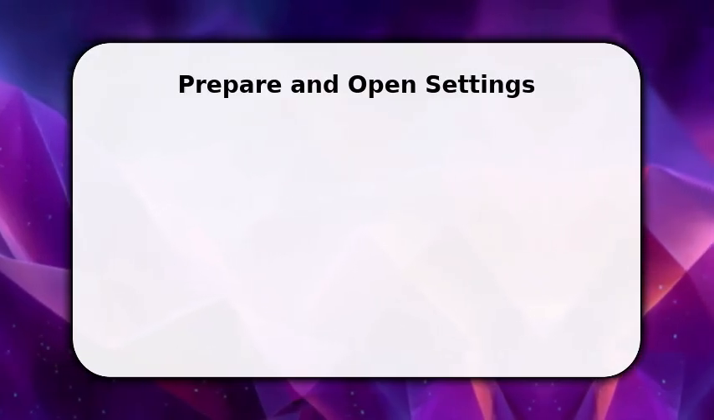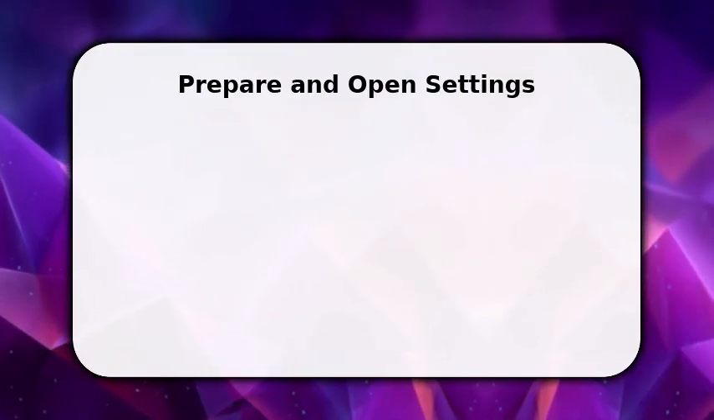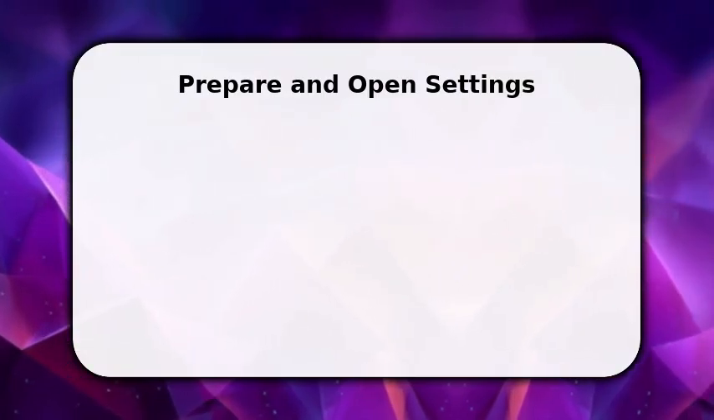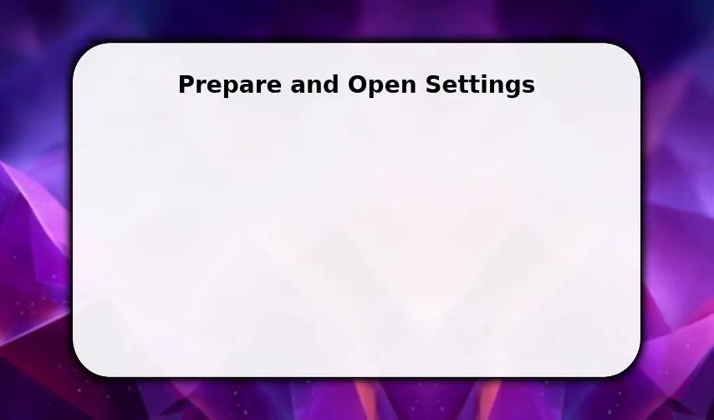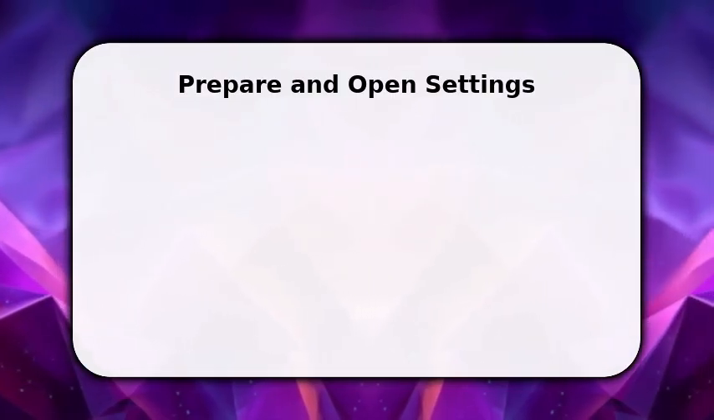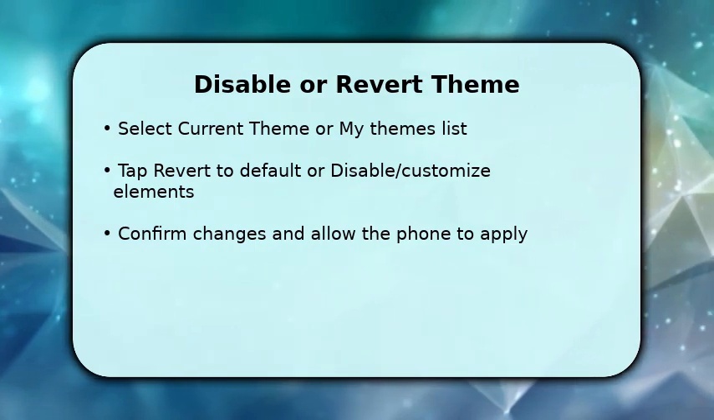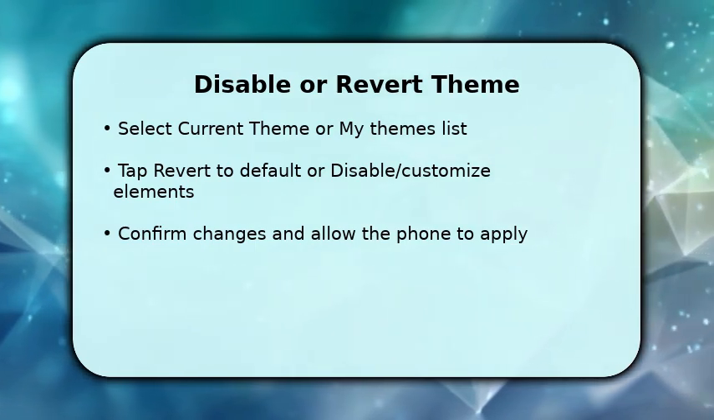Once done, back up the current theme or note defaults so you can restore if needed. This saves time and prevents surprises, and it ensures you can revert if disabling the theme doesn't produce the expected result. Next, you disable or revert the active theme by selecting the current theme or opening My Themes list.